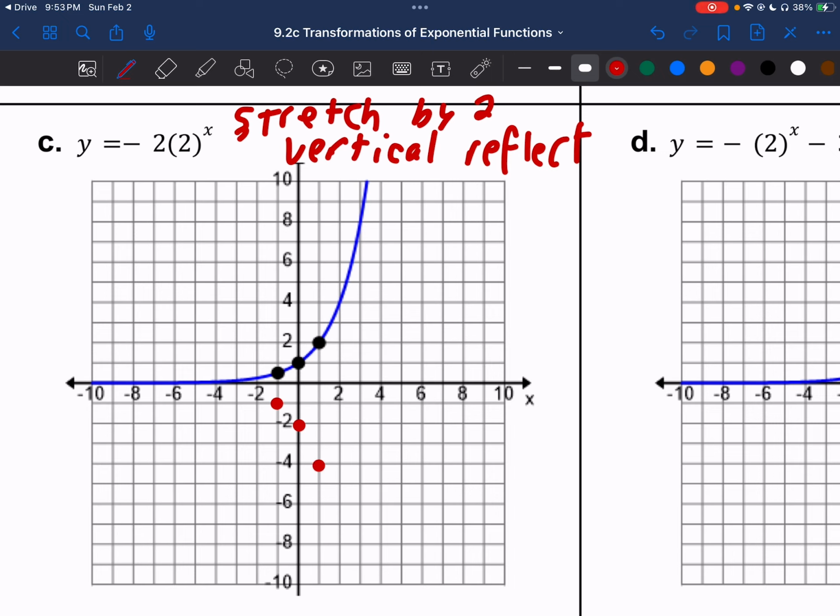Our other 2 points that we work with, we have 4 and 8. 4 times 2 is 8, and our 8 times 2 is 16. We won't be able to show that. All right, so we stretched it out, still have the same asymptote, and we have our graph there.